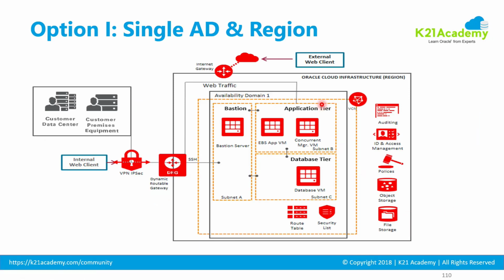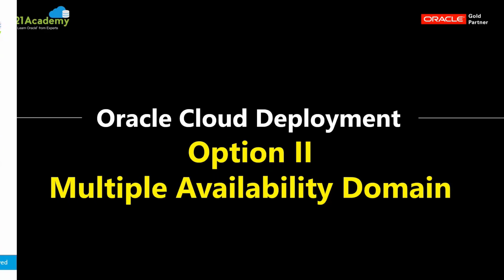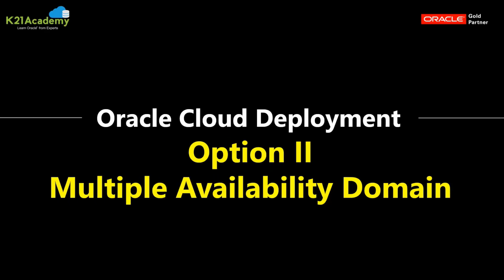For the application tier, you're going to create two application servers within a single availability domain, but in different fault domains. So that's how you're going to deploy a highly available application within a single availability domain. Now that's single availability domain. Now let's look at option 2, that's multiple availability domains, but within a single region.